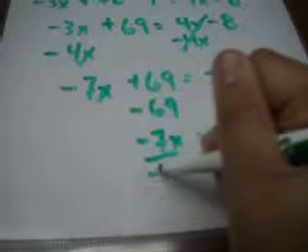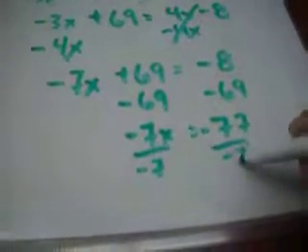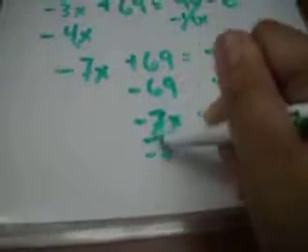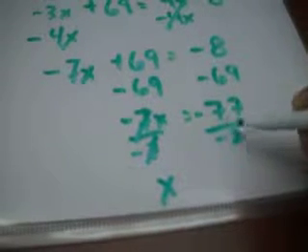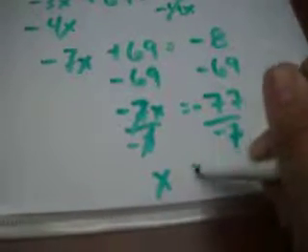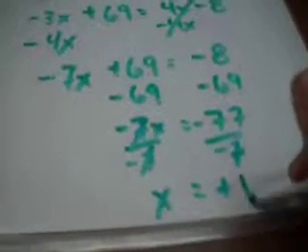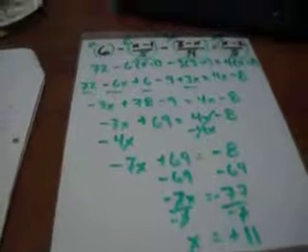Then I'm going to divide by negative 7, divide by negative 7, so I can isolate that x. These cancel out. A negative and a negative becomes a positive. 77 divided by 7 is 11. And there's my answer.